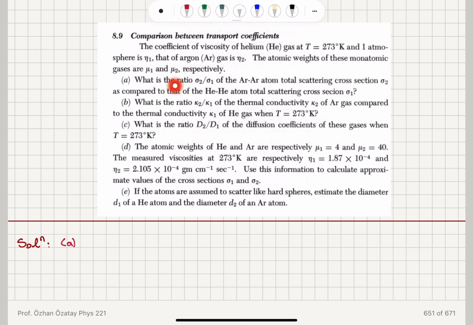Part A. What is the ratio sigma 2 over sigma 1 of the argon-argon atom total scattering cross-section sigma 2 as compared to that of the helium-helium atom total scattering cross-section sigma 1?